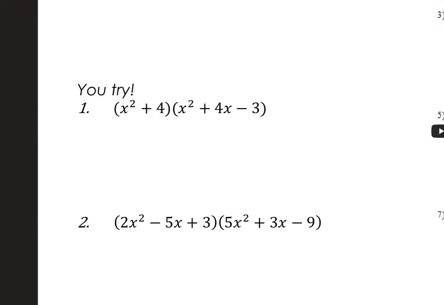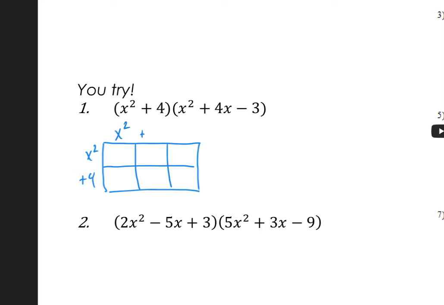Alright, so I'm going to show a couple other ways that you could multiply. So I'm going to show the box method for this one. So the box method, we make our box. Since we're multiplying a binomial times a trinomial, we need a 2 by 3 box. So this is x squared plus 4, and across the top we have x squared plus 4x minus 3. And then we're going to go ahead and multiply.